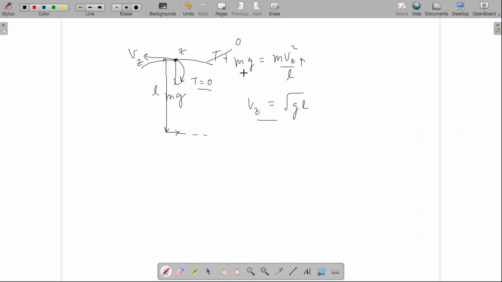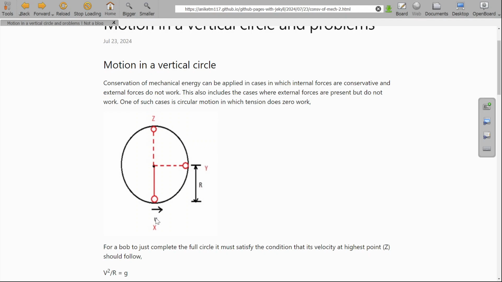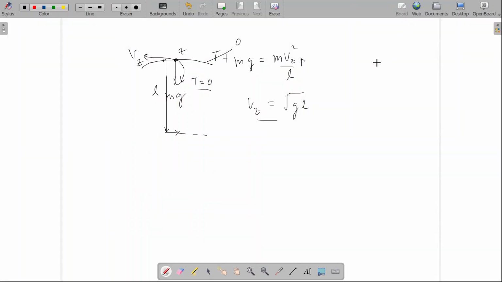And what is the minimum speed required at the highest point and the bottommost point? So these are the points which we're considering, points y and points x. So what would be the speed of the particle at x and y points? So let us calculate them quite quickly using conservation of mechanical energy. Even though the value of tension is varying throughout the motion, we don't need to worry about the work done by tension since it is acting perpendicular to the motion.